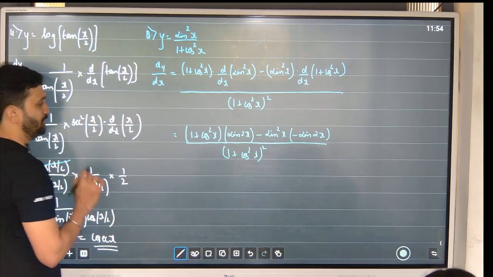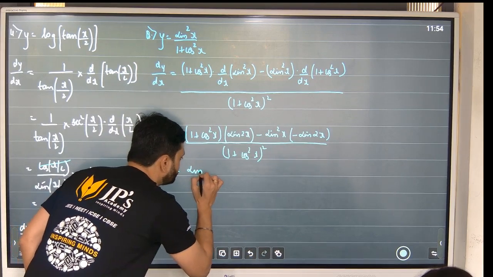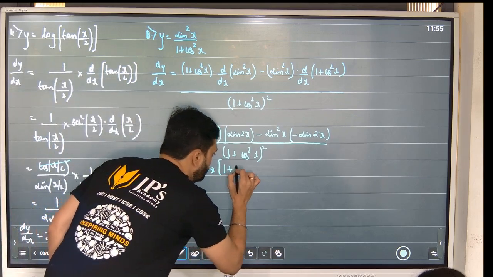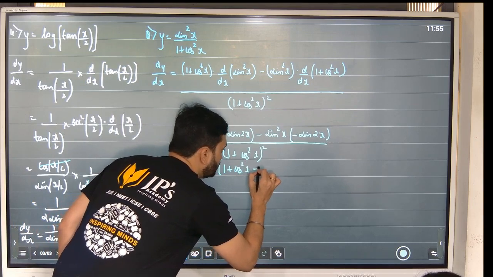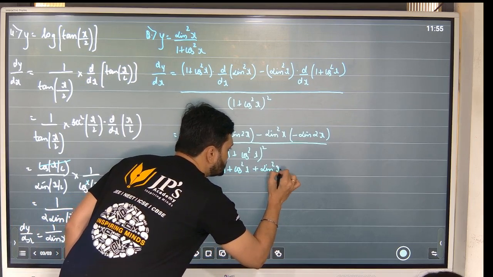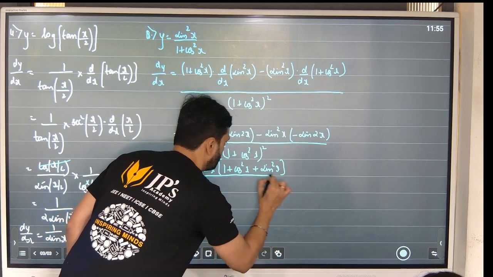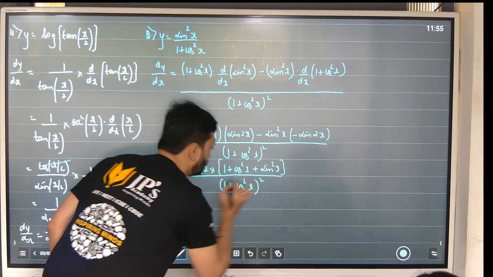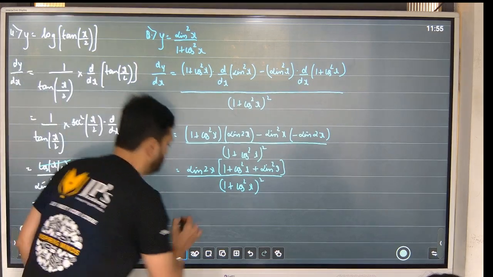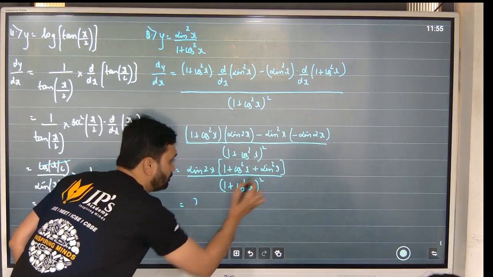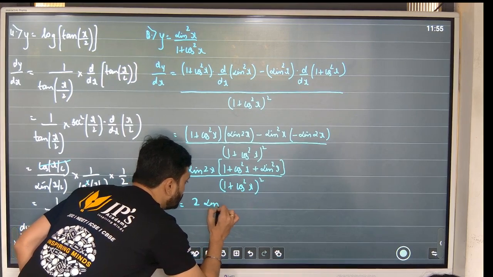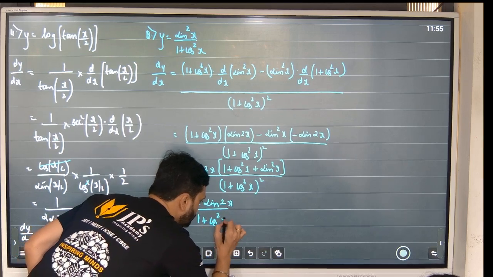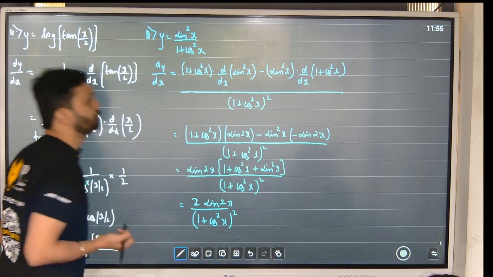Now I know that if I take sine 2x common, I am left with 1 plus cos square x plus sine square x, the whole upon 1 plus cos square x the whole square, which is nothing but 1 plus 1 becomes 2, so 2 sine 2x upon 1 plus cos square x the whole square.